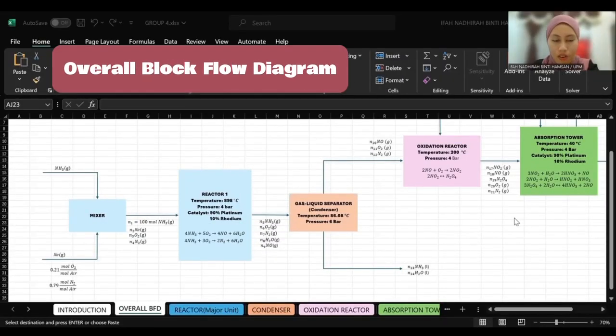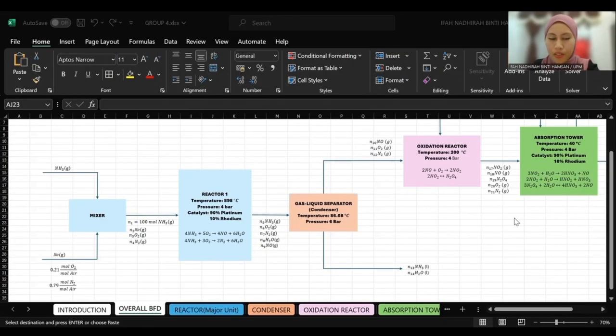This is the overall block flow diagram based on our research. Okay, the ammonia and air we use as feed in this production. First of all, we need to produce nitric oxide from catalytic oxidation process in reactor 1 of ammonia and oxygen. Of course, it will be produced in a gas mixture. So we put a gas liquid separator or condenser to remove unwanted components like ammonia and water by dew point temperature.